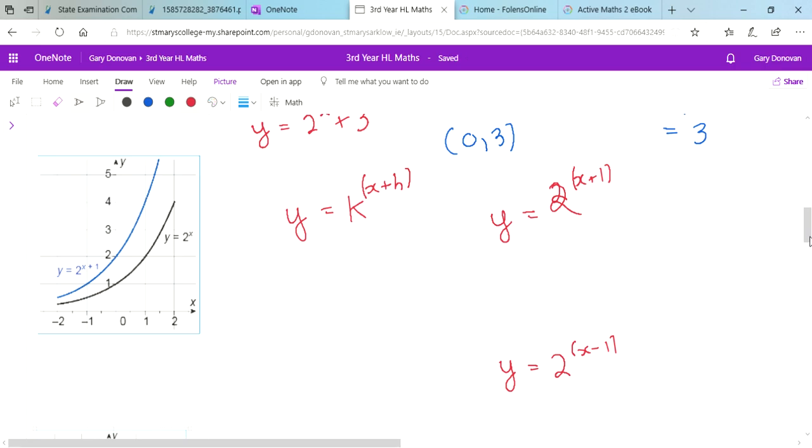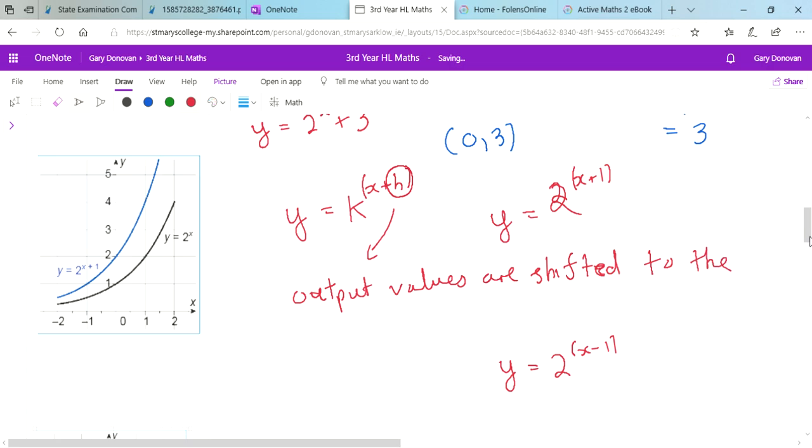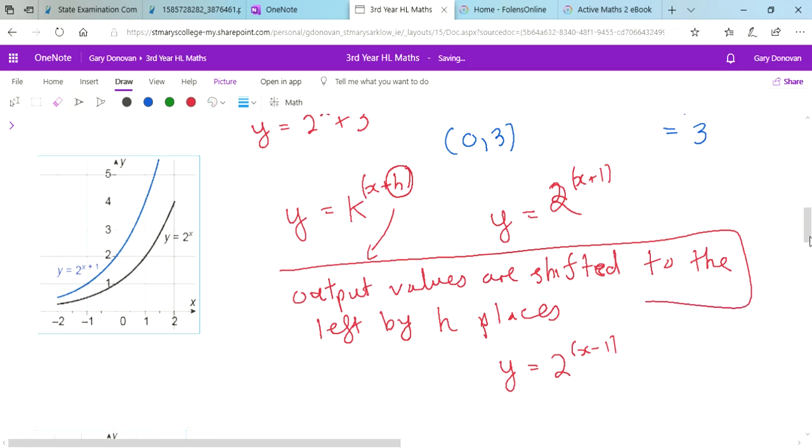Now if this is the form, that h number there, and I'll just tell you here rather than working through it, whatever that number is, the output values are shifted to the left by h places. And you'll see this on the graph here, hopefully.